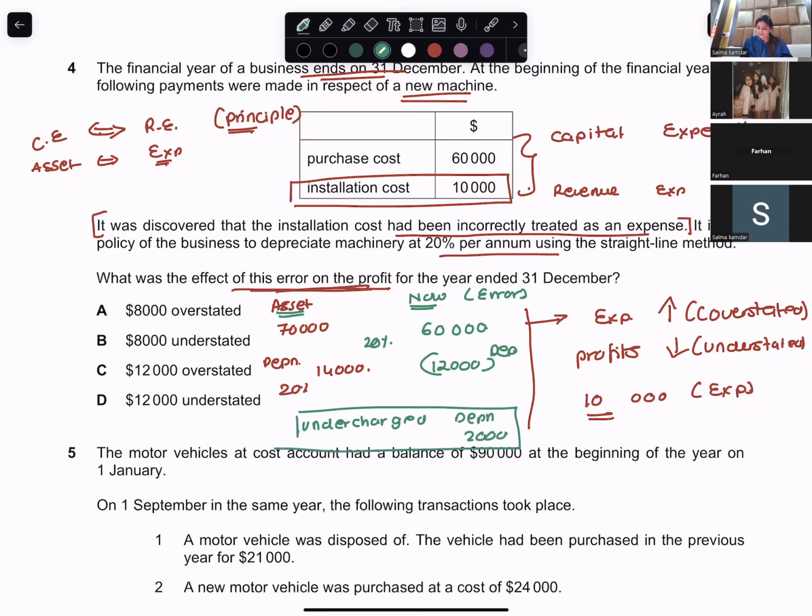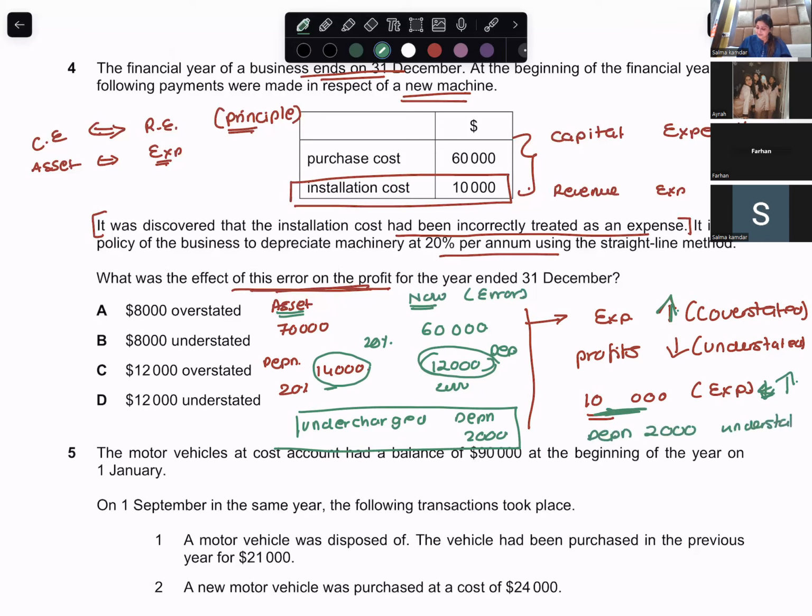So because of this error, one expense is overstated and one expense is understated. This 10,000 is overstated, and one expense is understated by 2,000. You had to charge depreciation of 14,000 and you have charged depreciation of 10,000. So depreciation of 2,000 is understated.